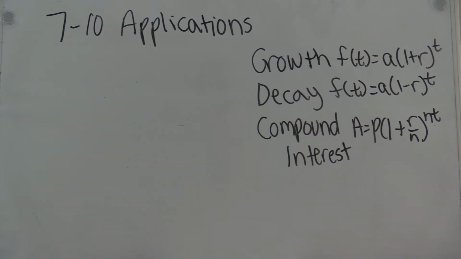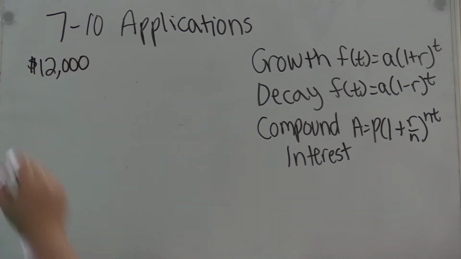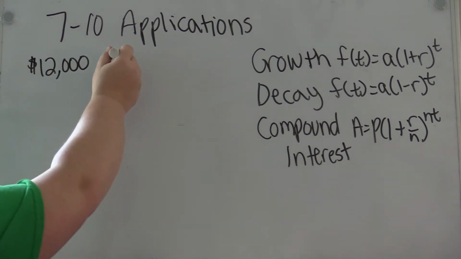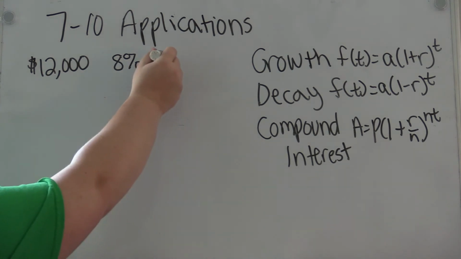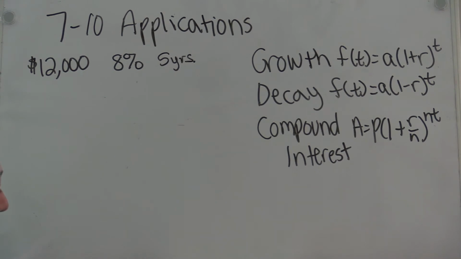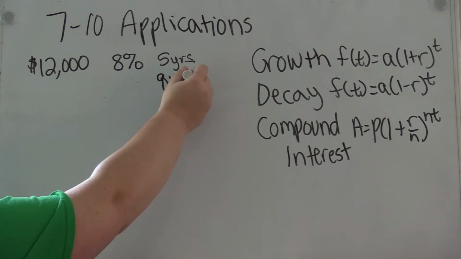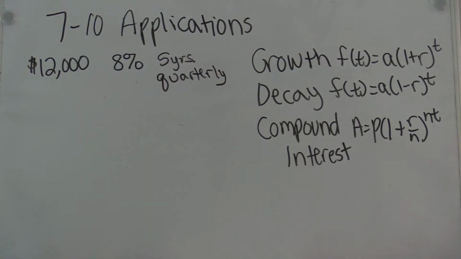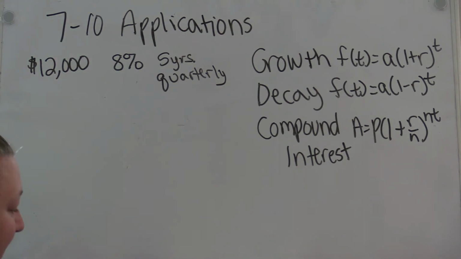Now Laura deposited $12,000 in an interest account that earns 8%. How much will she have after 5 years if the interest is compounded quarterly? Whenever it says compounded, we use the compound interest formula right here. And quarterly means 4 times per year.